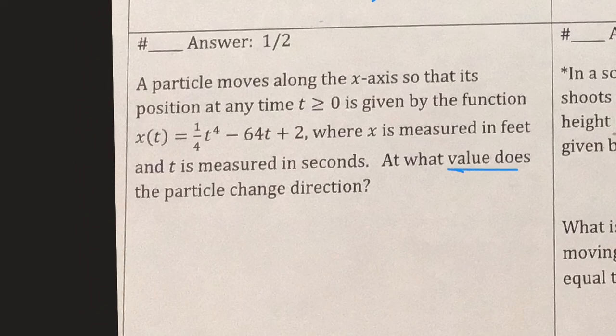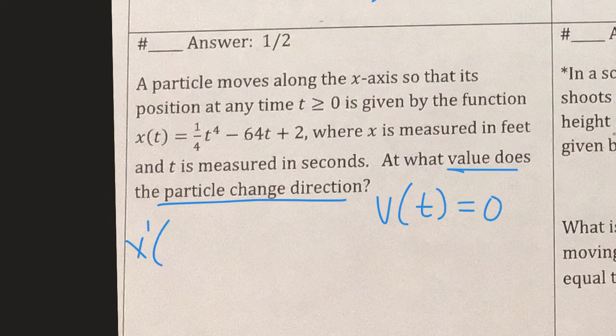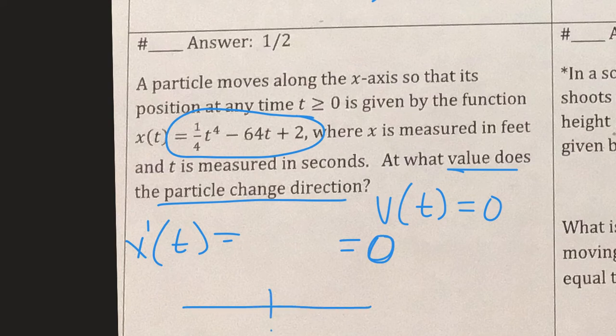At what value does the particle change direction? What we need to do is find where the velocity is 0. So we have to take the derivative of our position function and figure out when that's 0. Maybe that's 0 here at t.